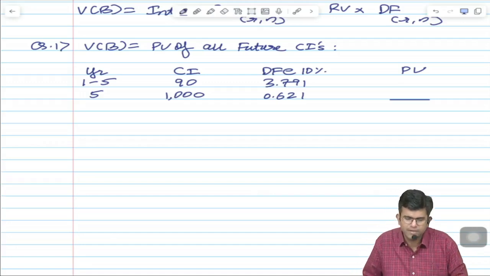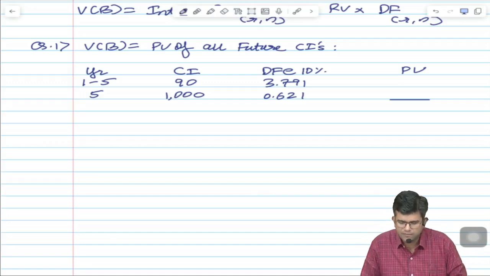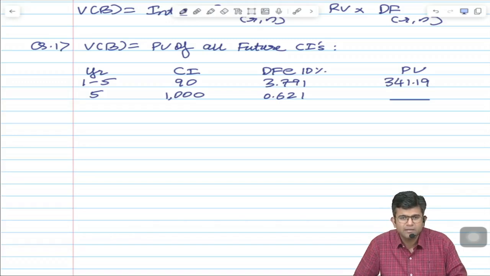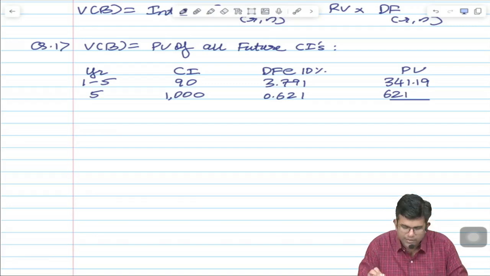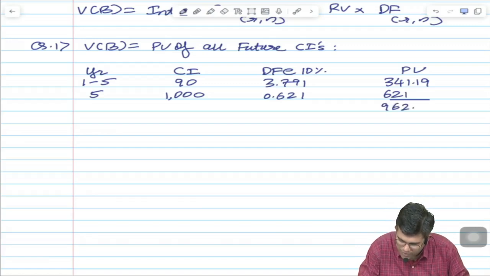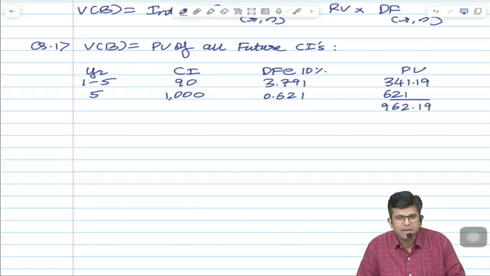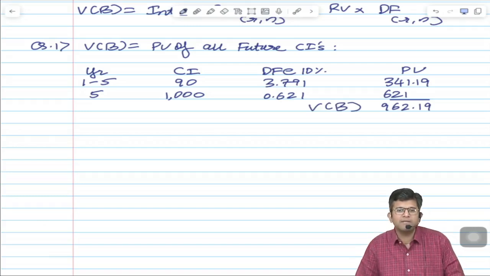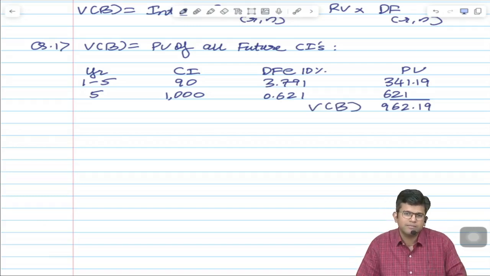Okay, please get me this answer. Final answer is 341. No, give me the final answer. Okay, this is 341.19. Is this correct? 341.19. Great. The next I will tell you is 621. Correct? Now when you add this, this becomes 962.19. Students, is this the price or is this the value? Value. Correct? We call it V bracket B. Everyone clear? Value. This is what you are ready to maximum pay.